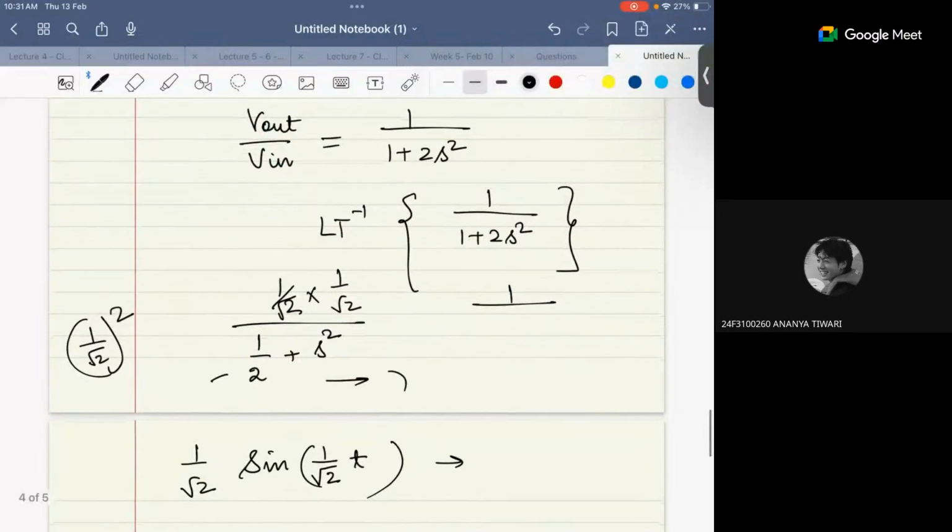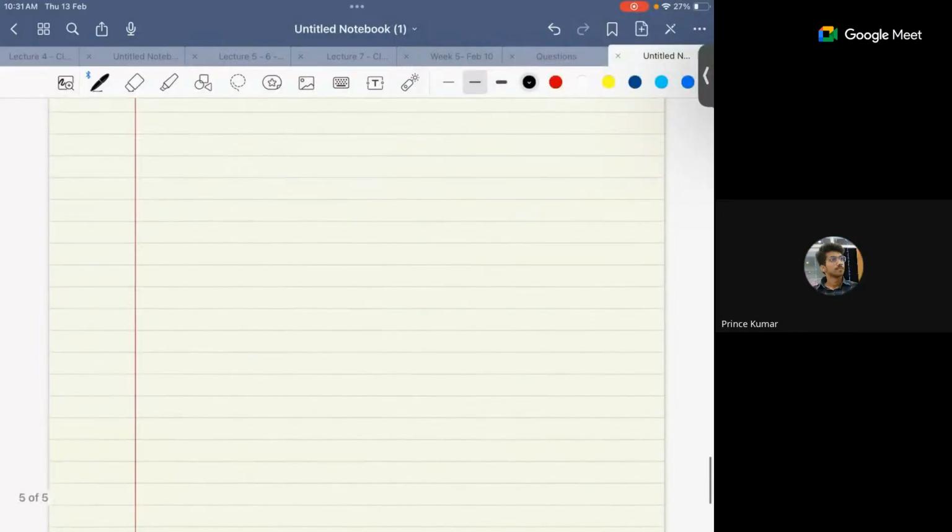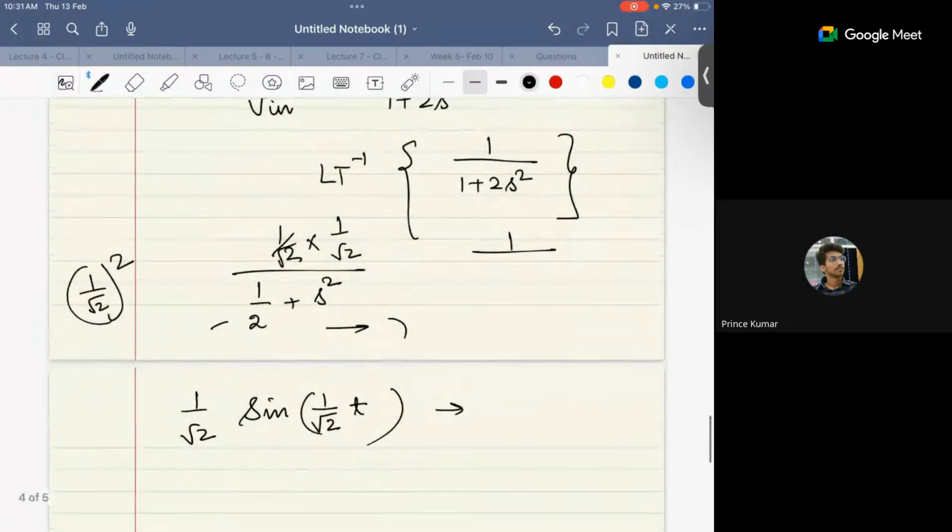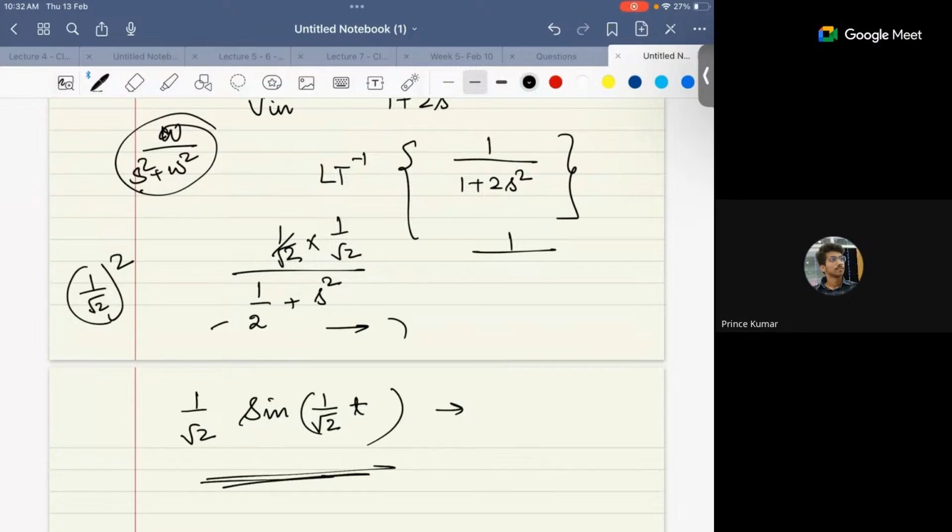Is it visible now, everyone? Yes, sir. So if I have to calculate the Laplace inverse of 1 upon 1 plus 2S square, you can think of this as some form of omega upon S square plus omega square, which is the Laplace transform of sine omega t. Because S square did not have any scalar multiplication, we just divided by 2. So we are left with 1 upon 2 over 1 upon 2 plus S square, and we found that this is the Laplace transform of 1 upon root 2 sine of 1 upon root 2 t.